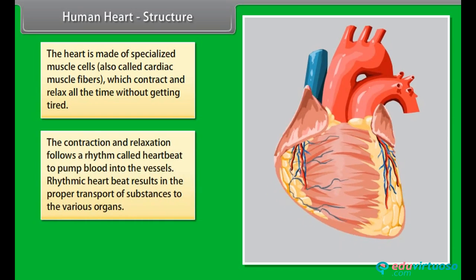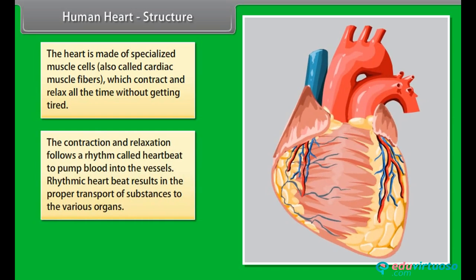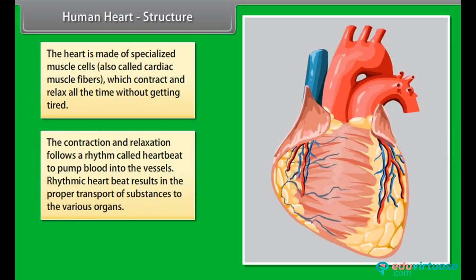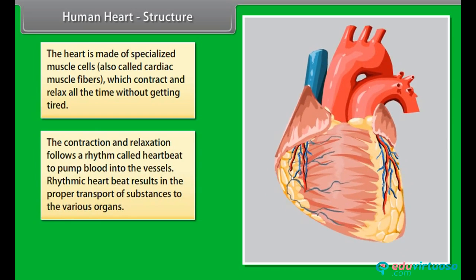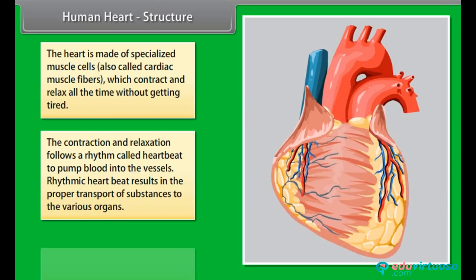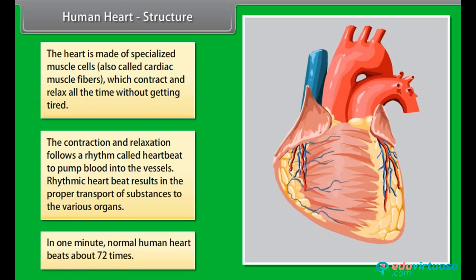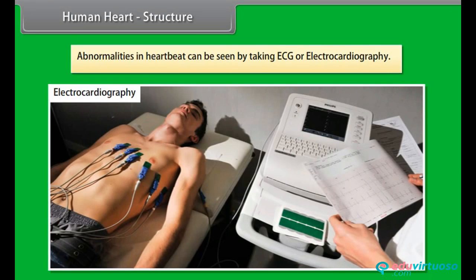The contraction and relaxation follows a rhythm called heartbeat to pump blood into the vessels. Rhythmic heartbeat results in the proper transport of substances to the various organs. In 1 minute, the normal human heart beats about 72 times. Abnormalities in heartbeat can be seen by taking an ECG or electrocardiography.